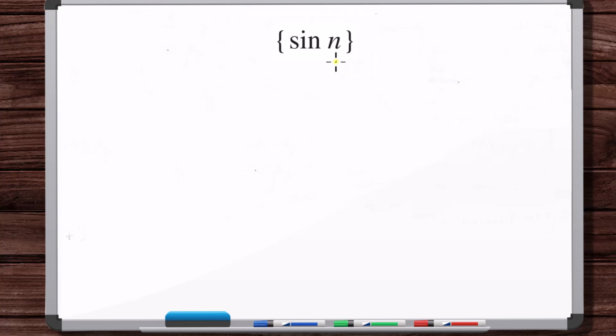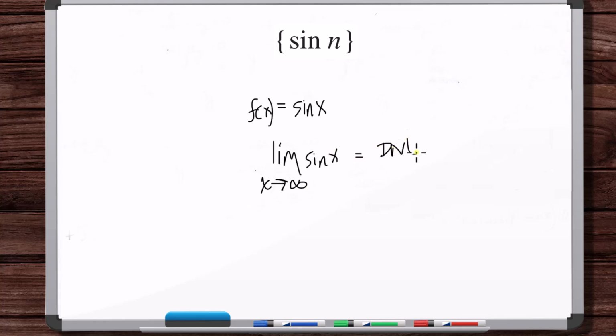Okay. We can absolutely think about just the sine of x. What is the limit as x approaches infinity of sine of x? This does not exist. It's an oscillating discontinuity. It just oscillates between 1 and negative 1. So this limit doesn't exist either.